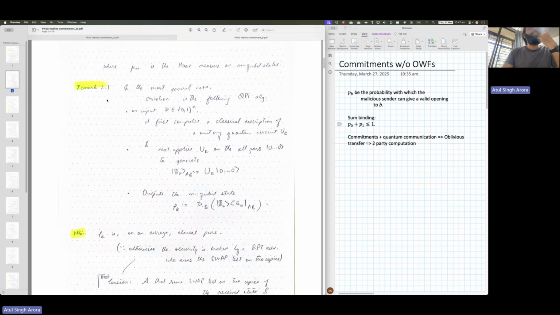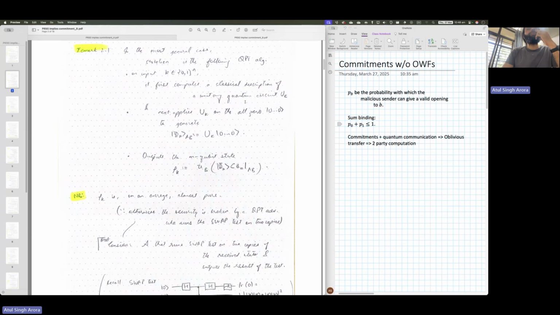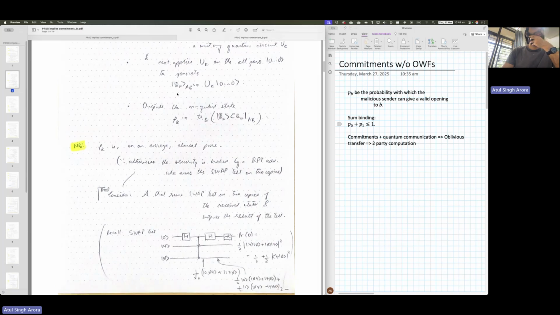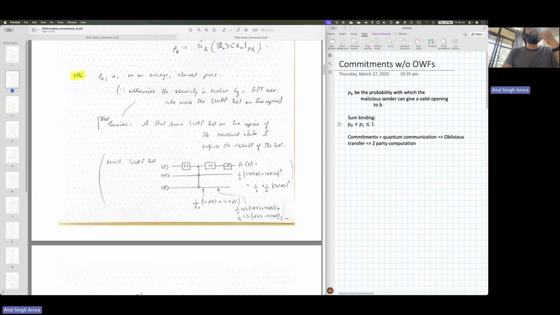Okay, and there are some remarks. In the most general case, StateGen can be thought of as the following algorithm. On input k, it first produces a classical description of a unitary circuit U sub k, then it applies U sub k on the all zero state and obtains phi sub k. The output is this phi sub k state on register A. So you remove register B, and whatever is left is what you call rho sub k. Okay, and then rho sub k is on average almost pure.